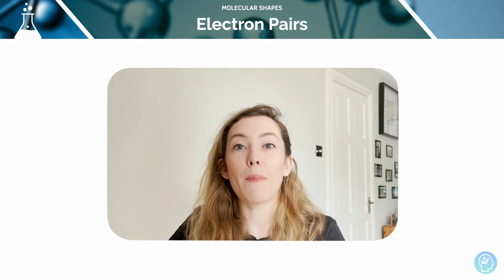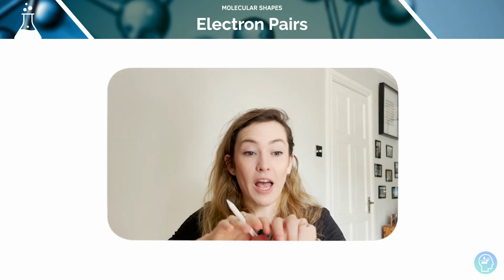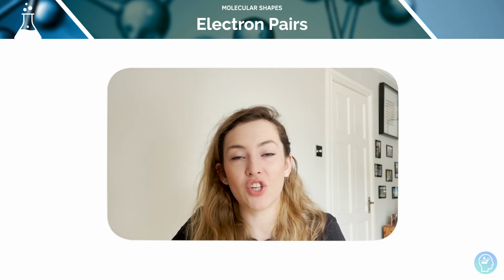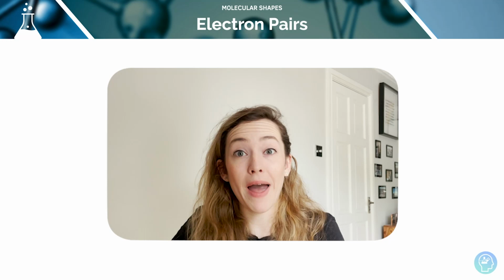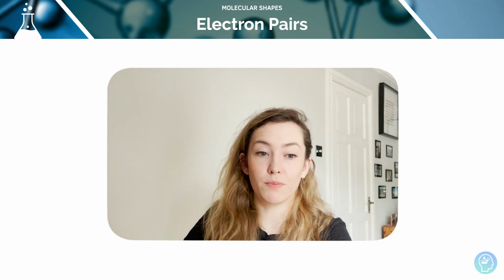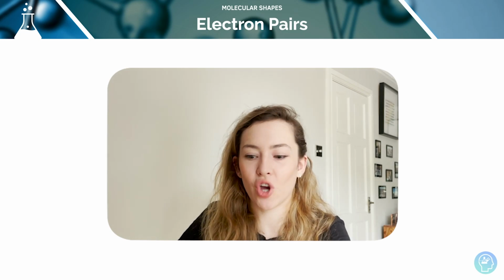And they're as far apart as possible. They're going to be as far away as they can, and that is, of course, to minimize the repulsion because these are all negatively charged electrons. Negatives and negatives repel. They don't want to be near each other. So they're as far apart as possible to minimize that repulsion between the regions of negative charge.